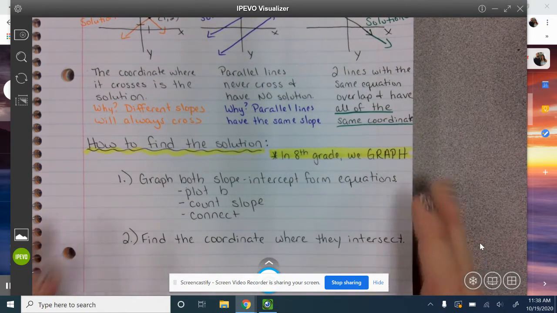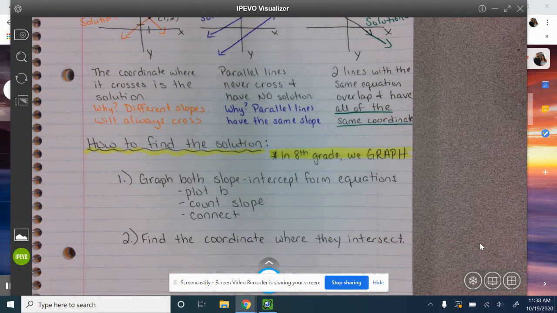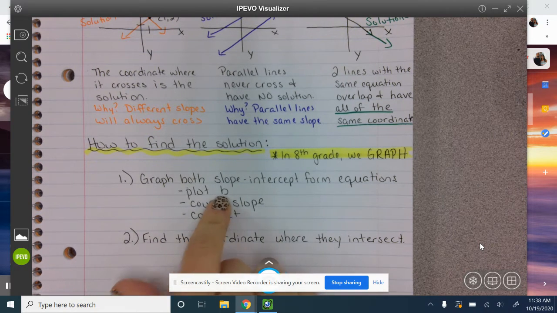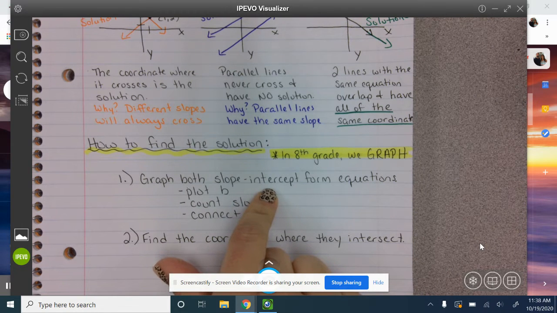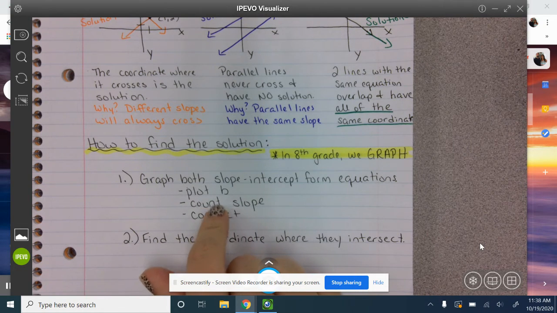How do we find the solution? Well, in 8th grade, we only graph to find the answer to a systems of equations. As you get into Math 1 next year, you'll talk about some other ways that you can find it without having to actually graph the equation. But this year, only worry about graphing. So step 1, graph both slope-intercept form equations. Plot your b, count your slope, and connect your points, just like we did when we graphed slope-intercept form a couple weeks ago.